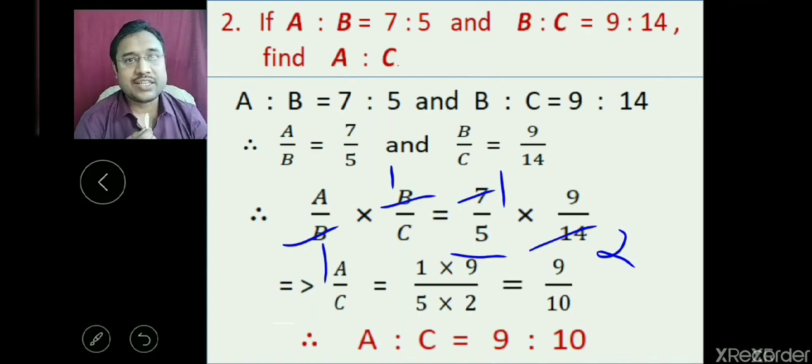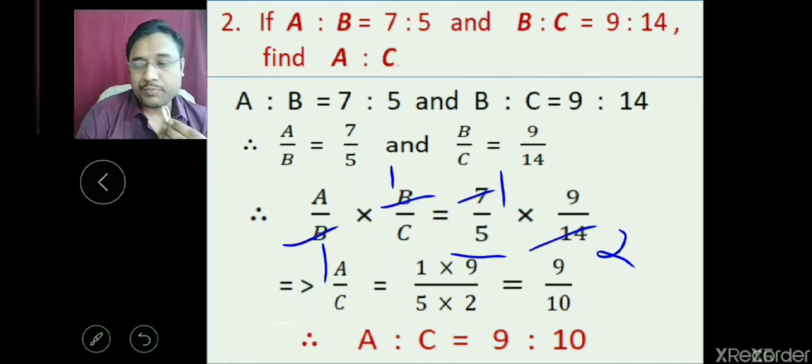Now students, exercise next of ratio and proportion, you can solve exercise 8A, question number 1 to 6 you can try to solve.